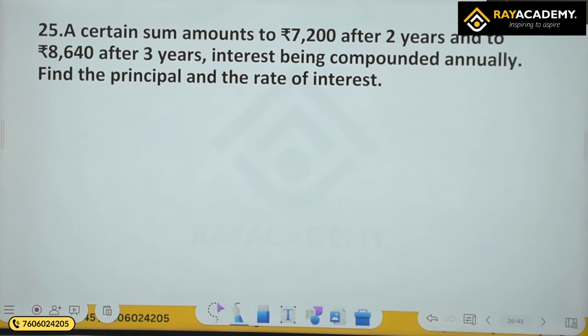Okay, I got a question. A certain sum amounts to 7,200 rupees after 2 years and to 8,640 rupees after 3 years, interest being compounded annually. Find the principal and the rate of interest.